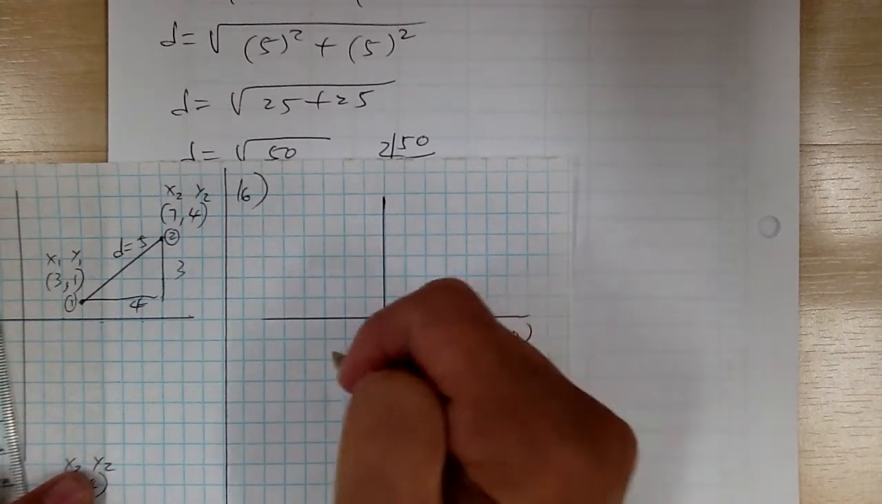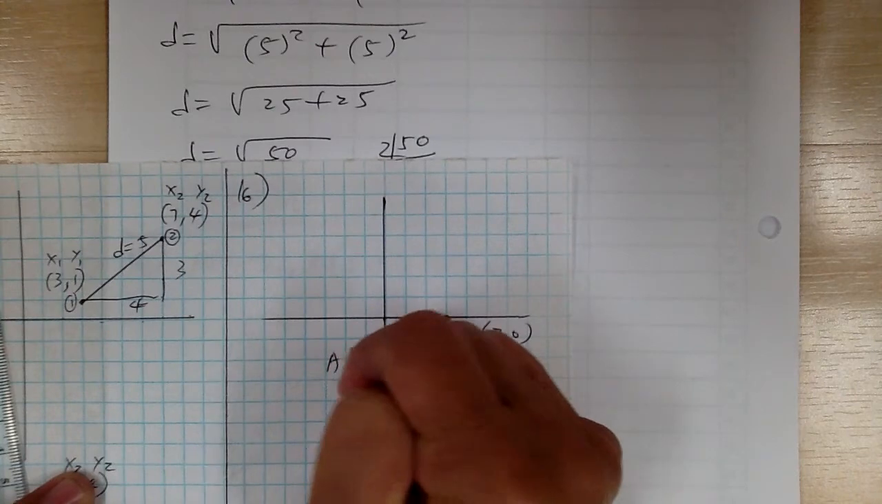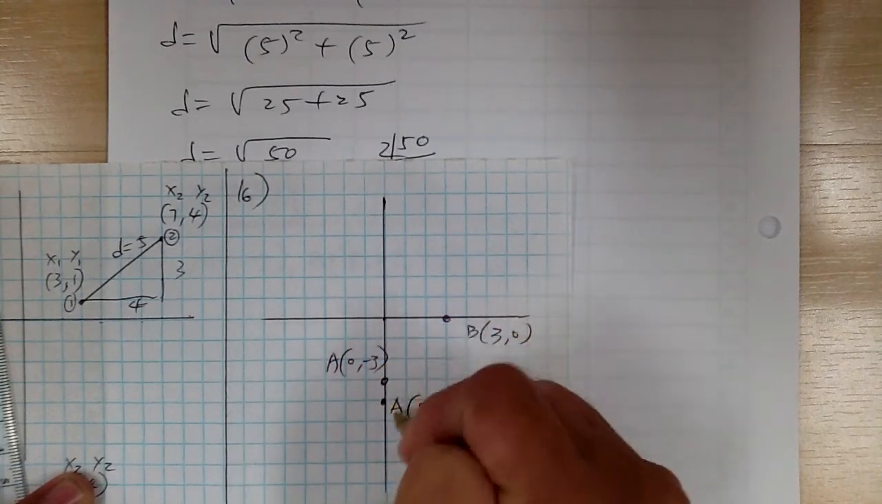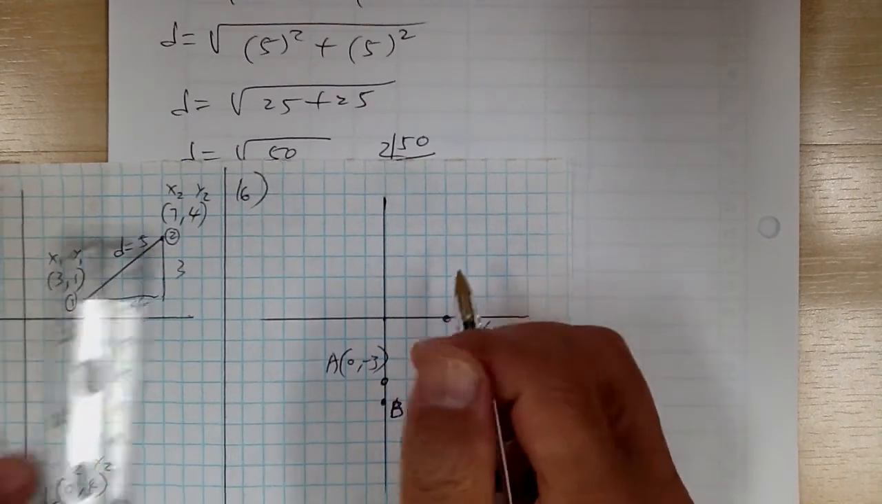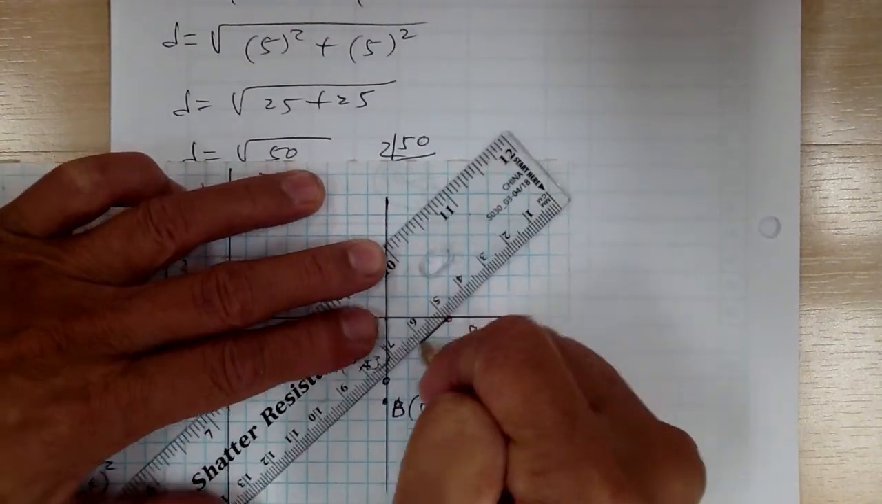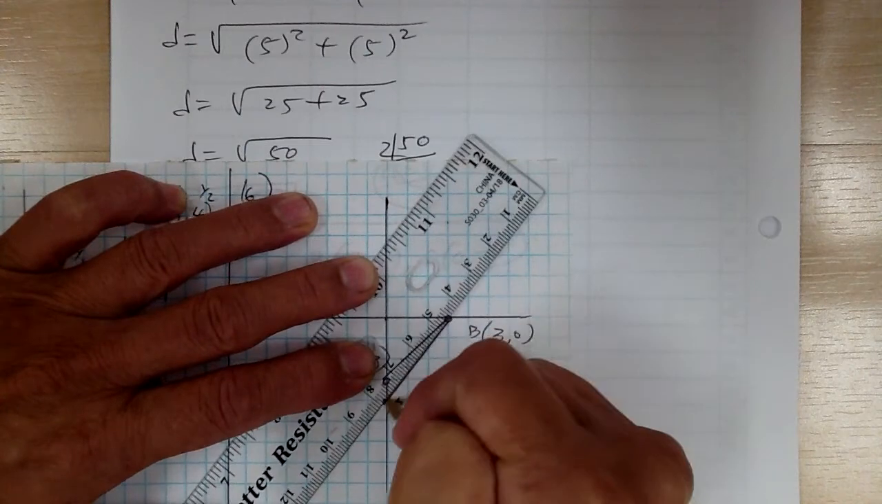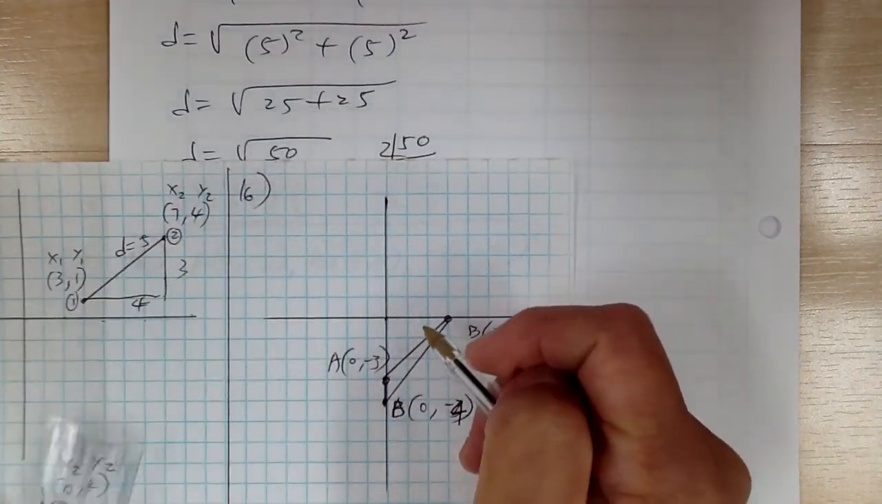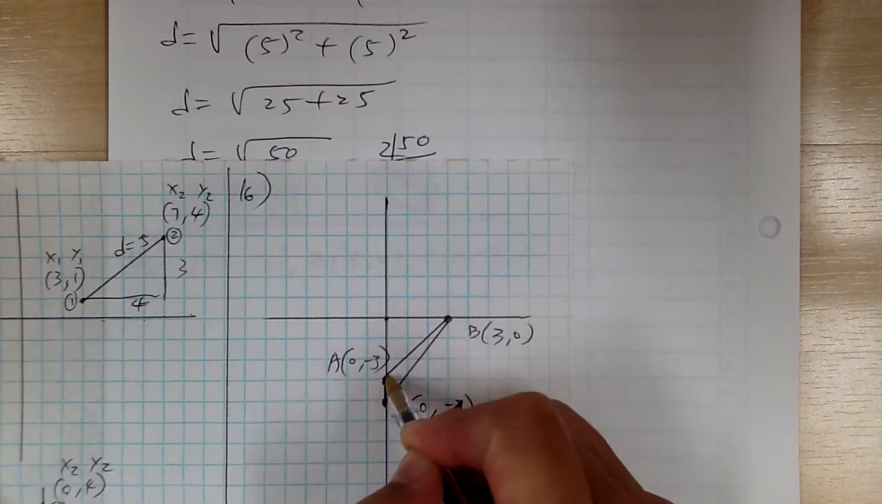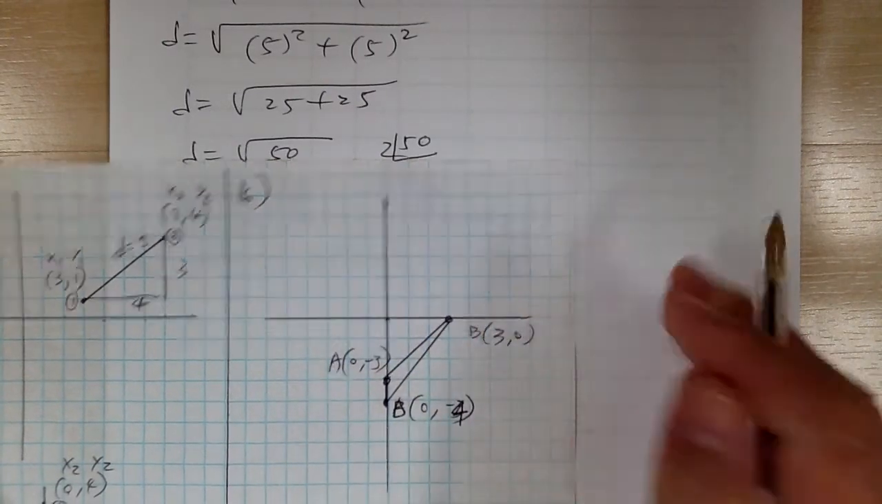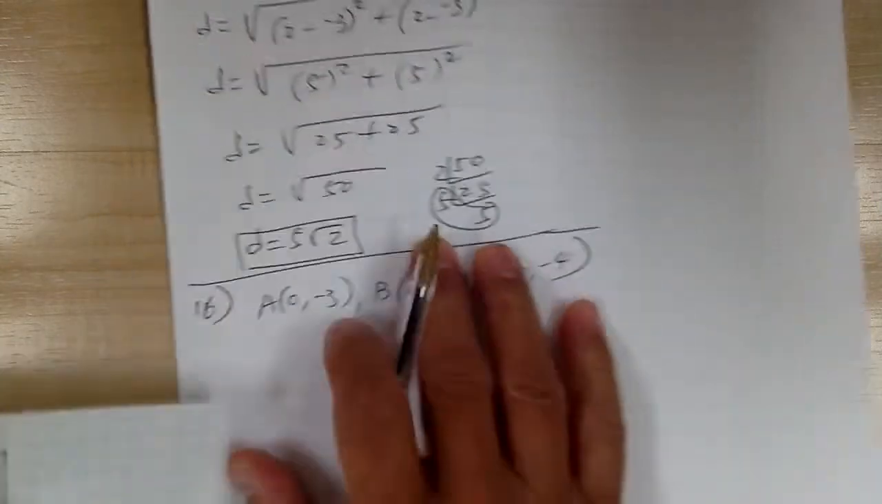Okay, so I'm going to shift these things a little bit. So this point A is 0, negative 3, and this is C, 0, negative 4. Okay, double check. So 0, negative 3, 0, negative 4, 3, 0.